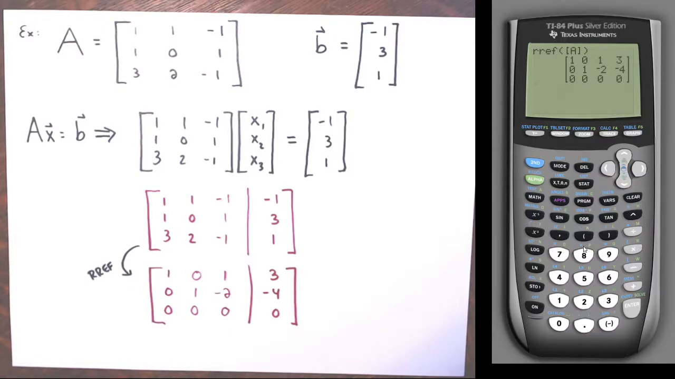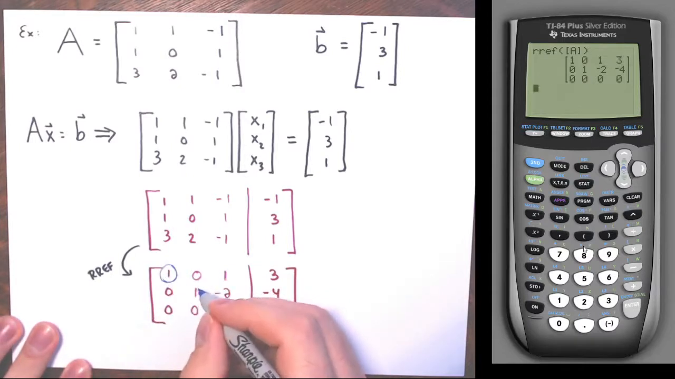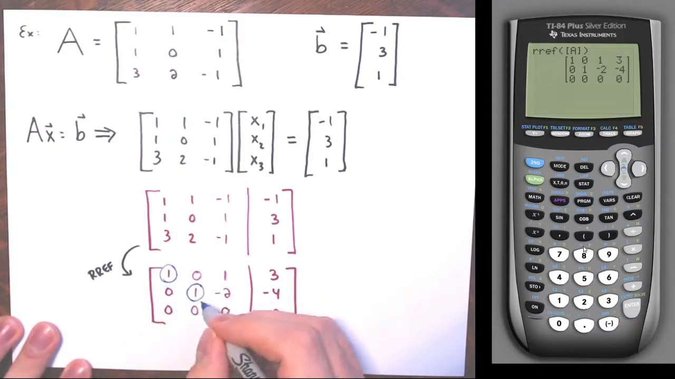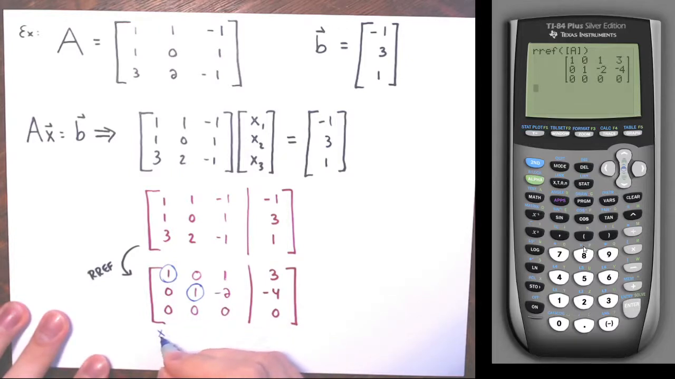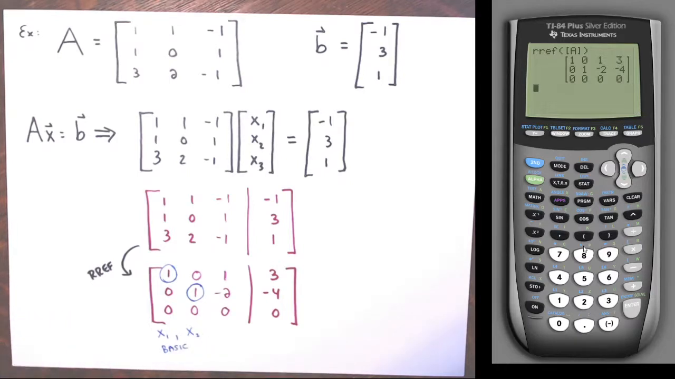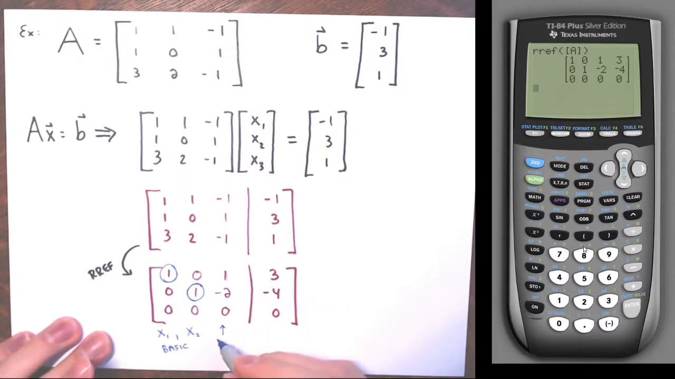Look for my pivots. The pivots, those leading ones, are in this column and this column, those leading ones in each of those rows. And remember, the first column corresponds to x1 and the second column corresponds to x2. So x1 and x2 are my basic or leading variables, and then x3 is free. So again, only one free variable, which means the null space is going to have a dimension of 1 again.